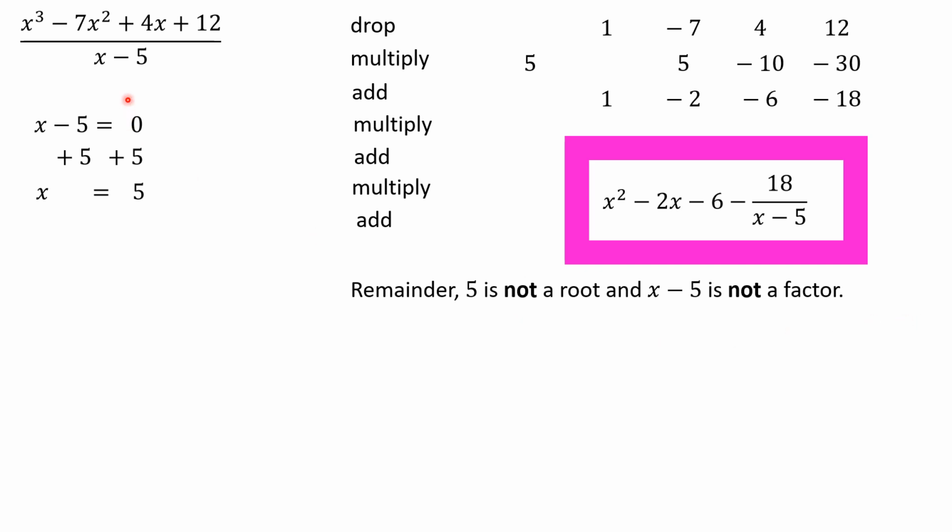Because I've got to remember, if I'm dividing by x minus 5, the remainder has to be over x minus 5. And since I started with x to the third, I divide by x, I know the solution better start with an x squared. And so that's how I knew that 1 represented 1x squared.